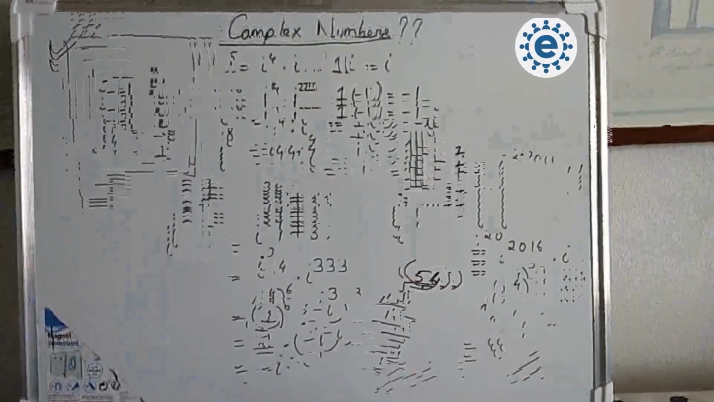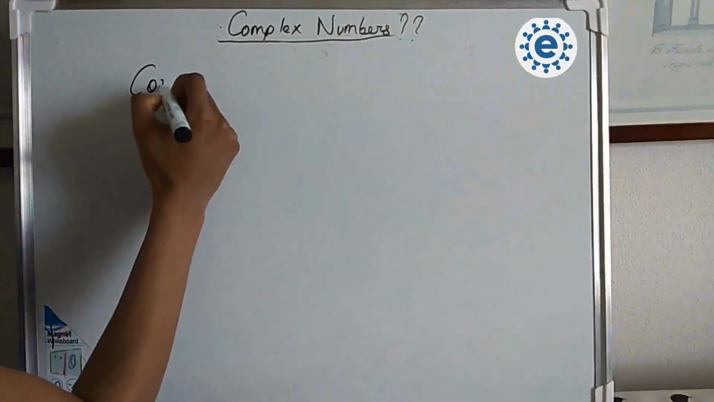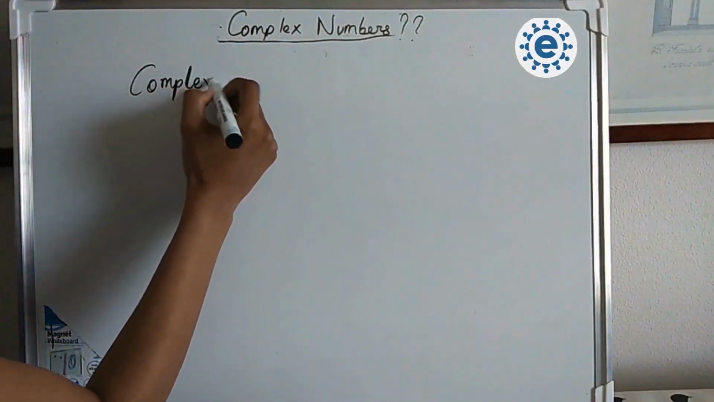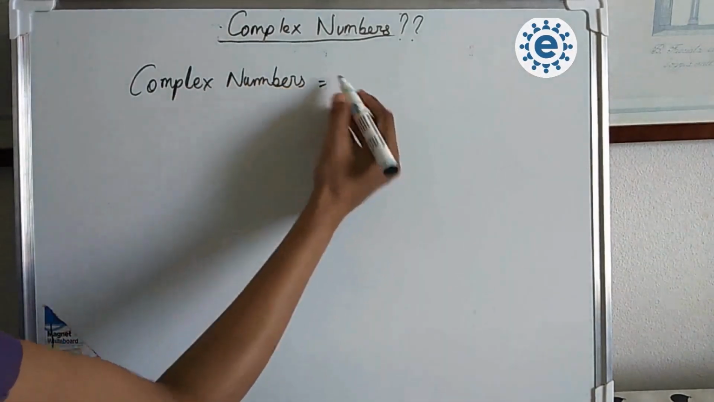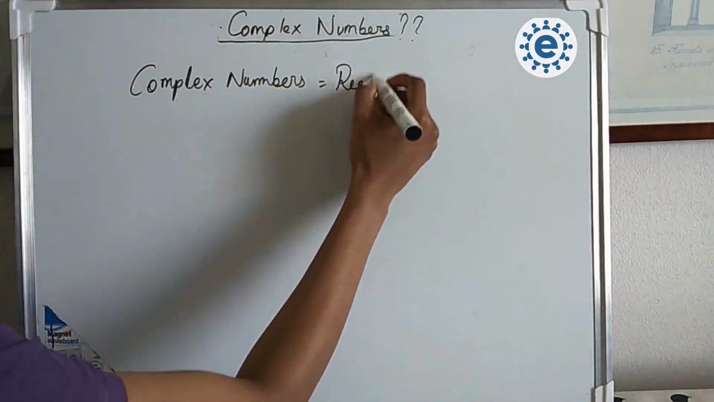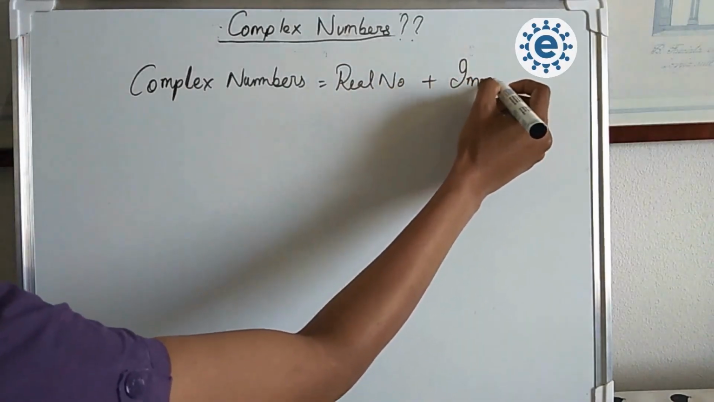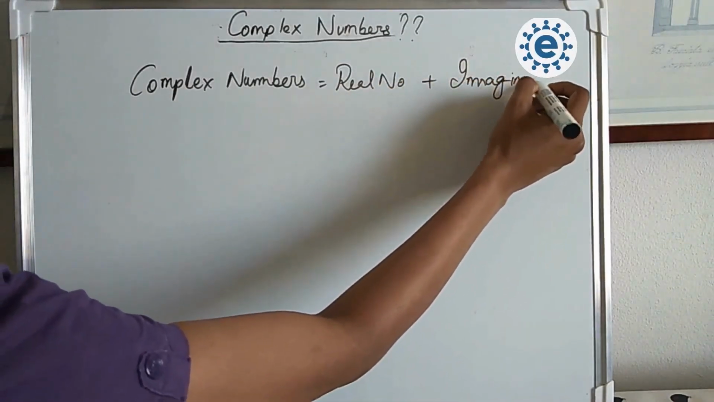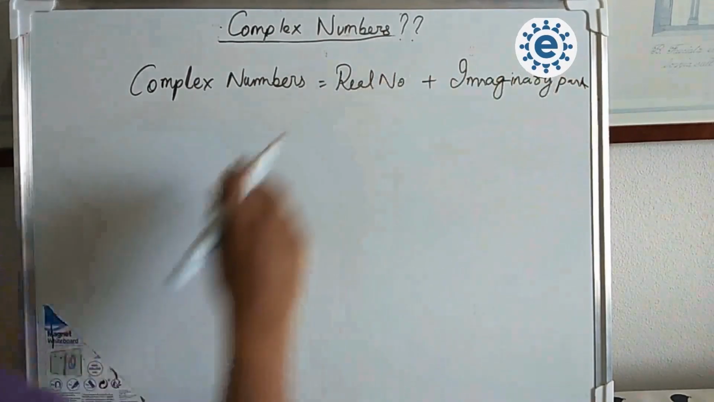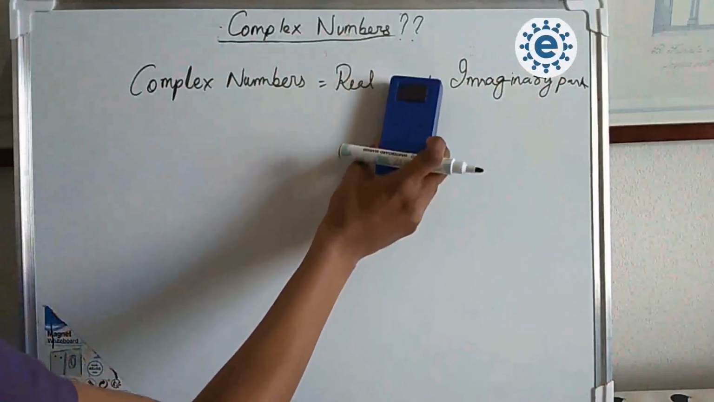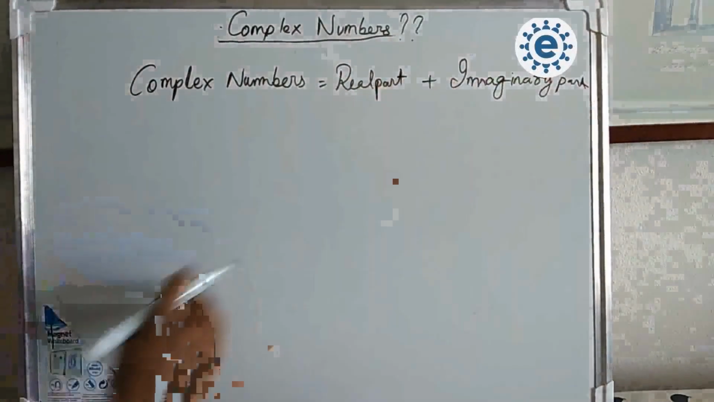Now we can define what a complex number is. A complex number is a combination of a real part and an imaginary part.